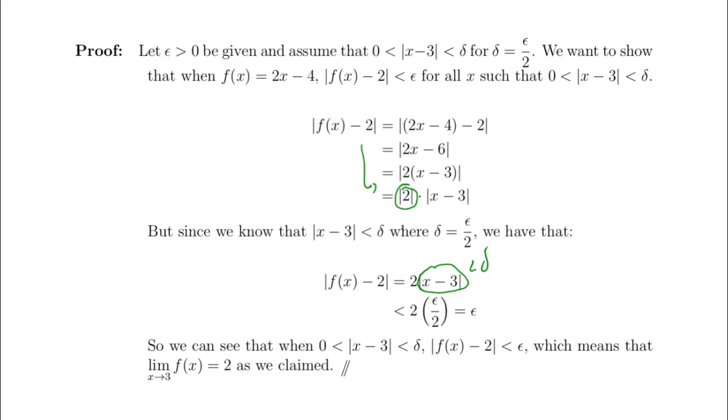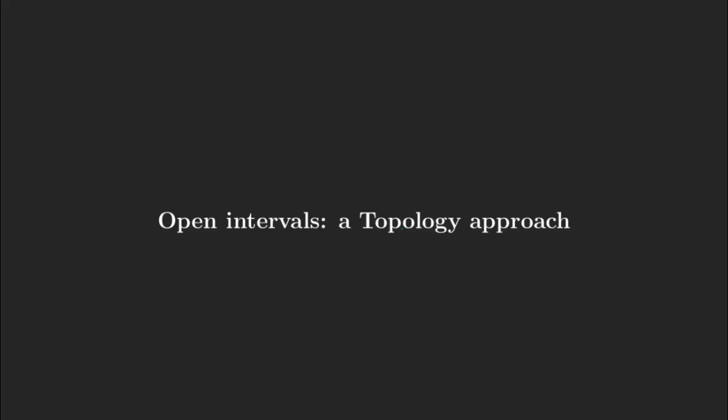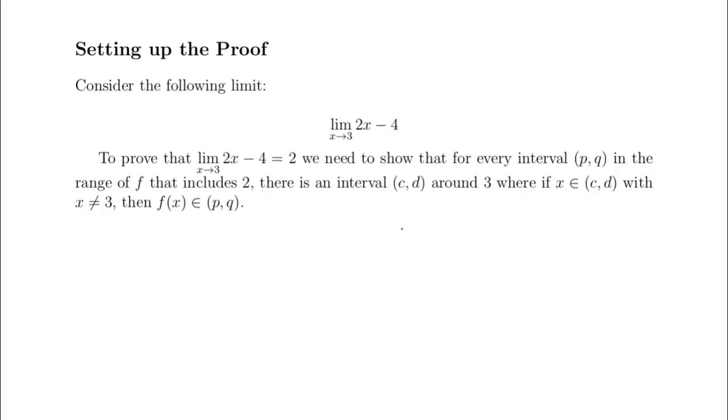So these proofs end up not being too bad once you have this scratch work. That's the really important part, finding that connection between deltas and epsilons. Now, I like this topology approach. We'll see why in a second. But first, let's just go through that same limit proof with the topology approach.